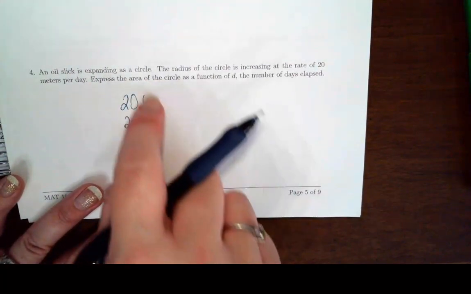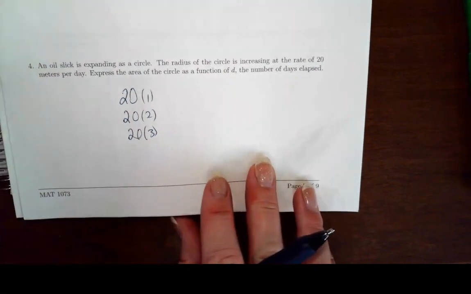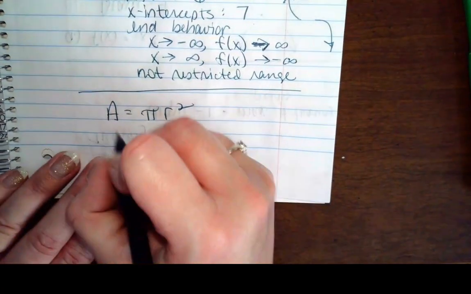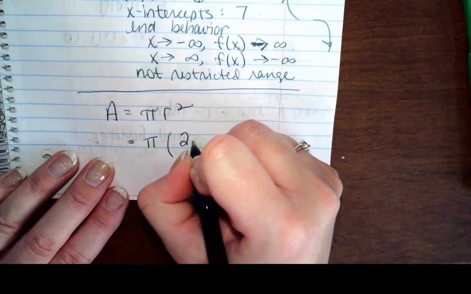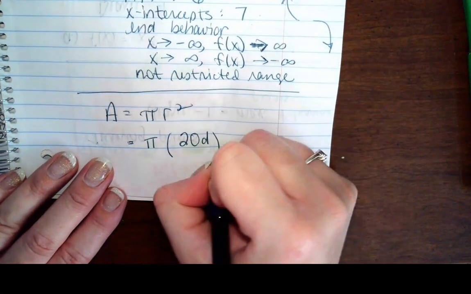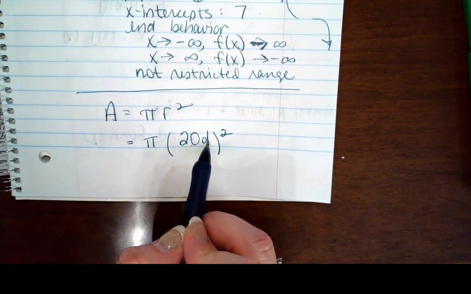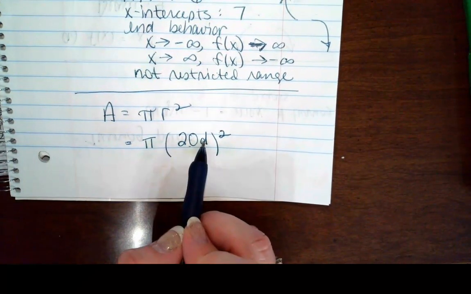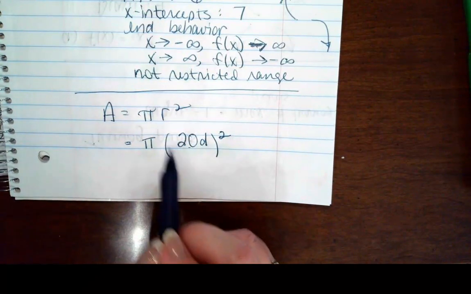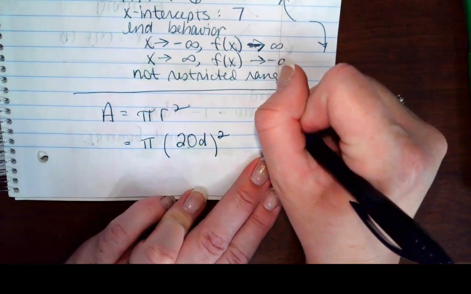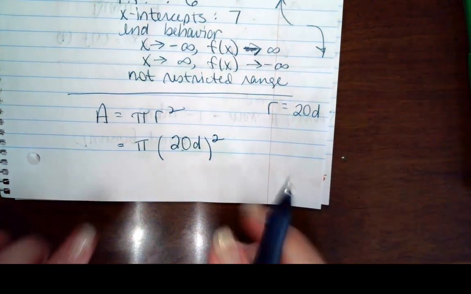So what I'm going to do is take my radius and multiply it times 20. Okay, so here is my radius, and I need to multiply that by 20. And I'm going to put it in terms of d, because it's going to be 20 times the number of days. So if it's 16 days, it's going to be 320. So I need to square that part. My radius equals 20 times the number of days, so I just swap that out.